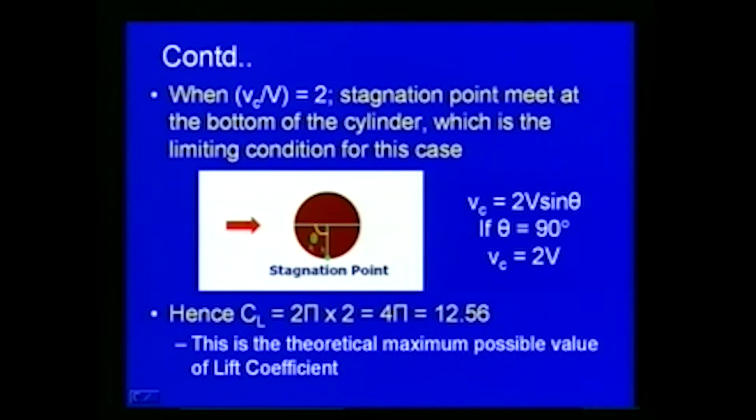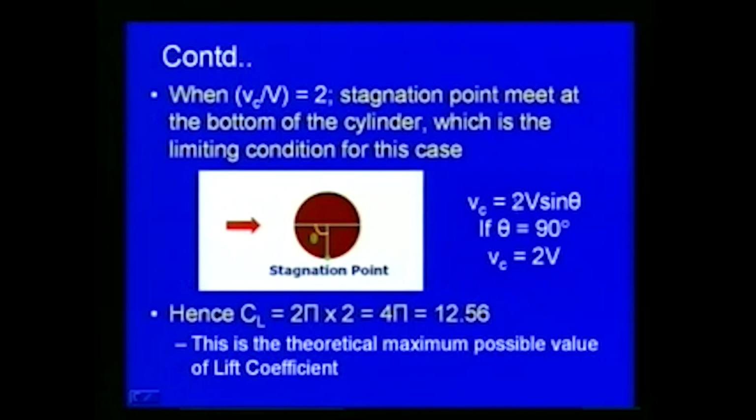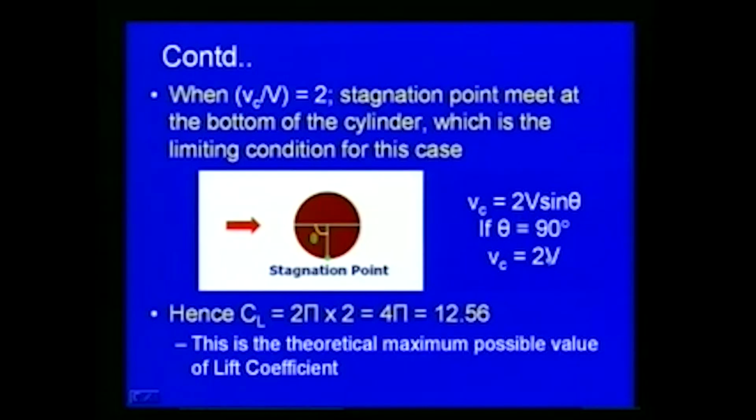Hence we can write the coefficient of lift, which we have already discussed, CL, will be equal to 2 pi into Vc by V. So Vc is equal to 2V, or Vc by V is equal to 2. So the coefficient of lift is equal to 4 pi, which is equal to 12.56, and this is the theoretical maximum possible value of lift coefficient for the case which we consider, in the case of a rotating cylinder.